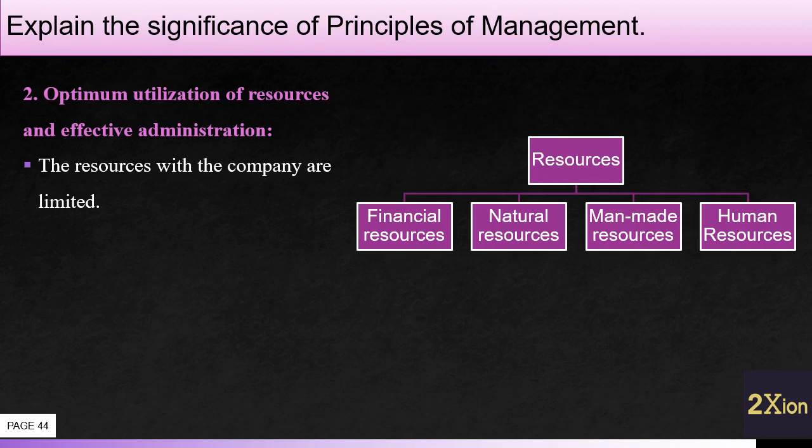Resources मतलब संसाधन. So there are various types of resources a company can have: financial resources, natural resources, man-made resources, and human resources. The resources with the company are limited. जो आवश्यकतानुसार ही उपलब्ध हैं। क्यों? क्योंकि हर चीज की एक कीमत होती है. And there is a limitation on how much a company can spend on its resources.